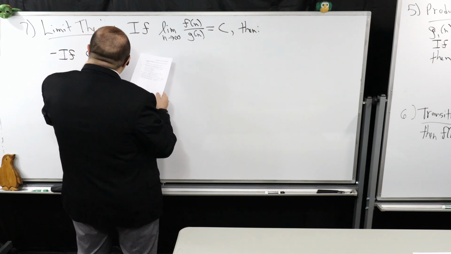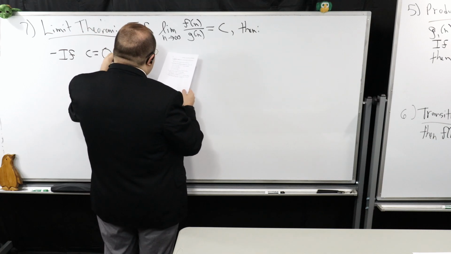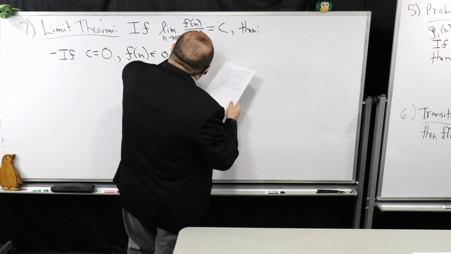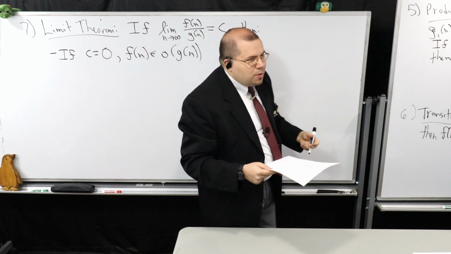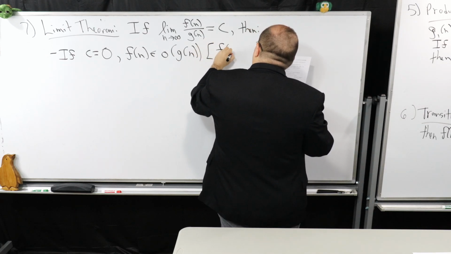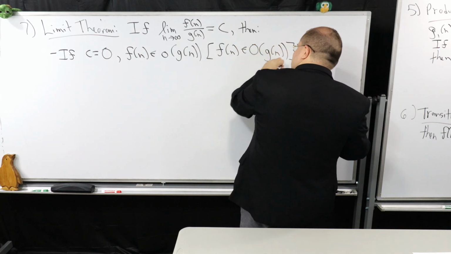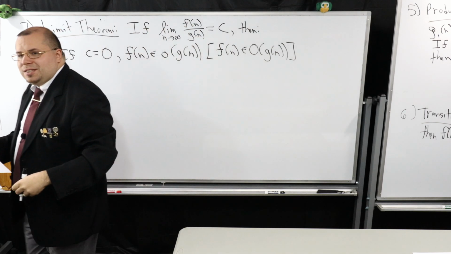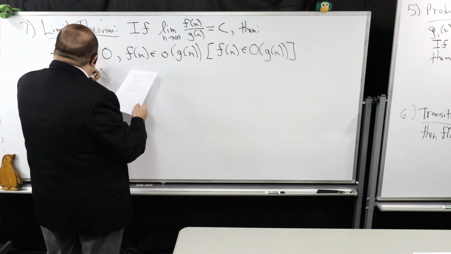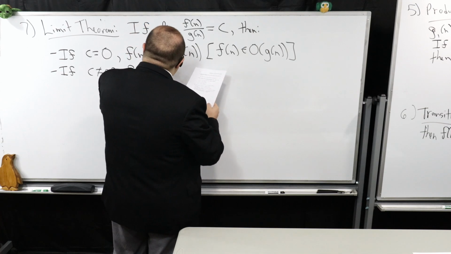So if you find out that the limit, when I evaluate this, equals c, and c is equal to 0, then you can conclude that f is little o of g. Because it's little o of g, this also implies that f is big O of g, so you get this for free. If you don't want to think about little o, just think big O. So if c is not equal to infinity, then you can straight up assert that f is big O of g.